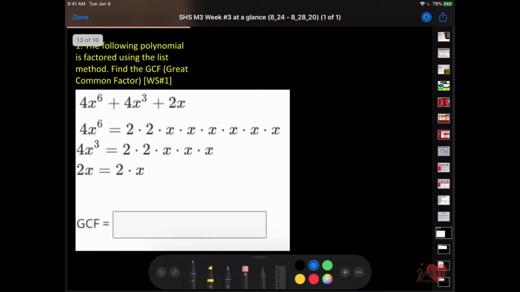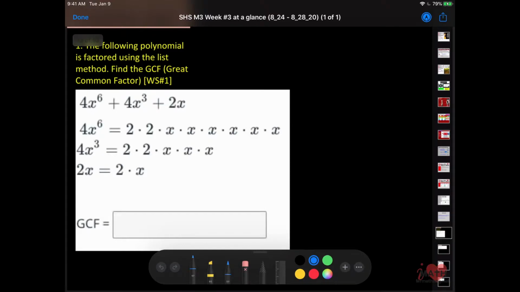Question number 1 says, which of the following polynomials is factored using the list method? You're just listing out all the factors. Find the greatest common factor. That's all you had to do. Some students asked me, what are we supposed to do? And I even made a reference to the worksheet. It's just the front worksheet, number 1, the front side.